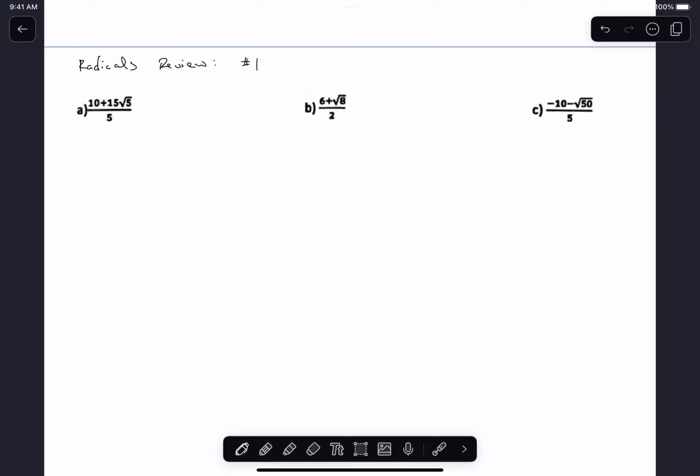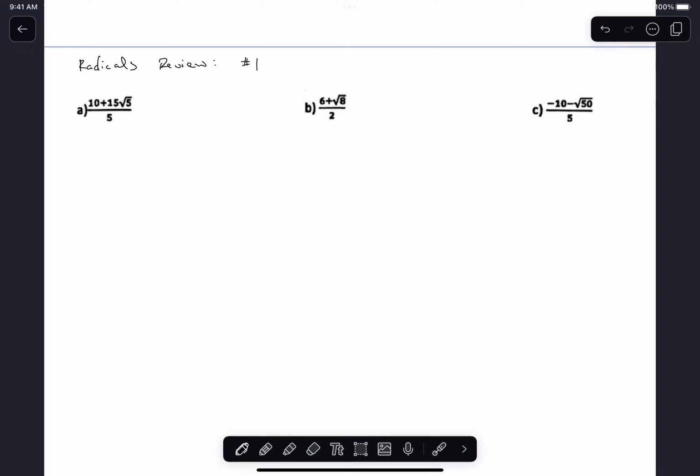Okay, so this is going to be a portion of your half test review. It's a review of simplifying radicals. This is number 1, so it's a separate worksheet that's posted on the website there. What we're going to do is I'm just going to take you through simplifying each of these.